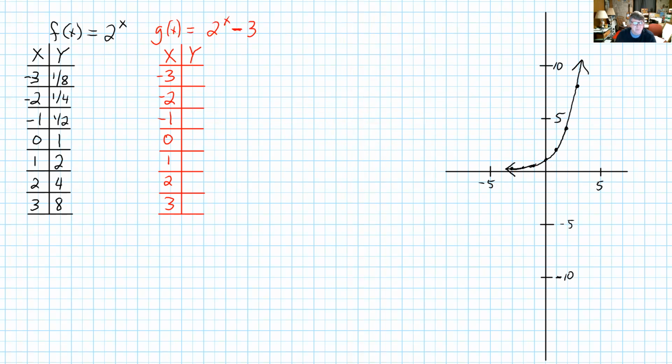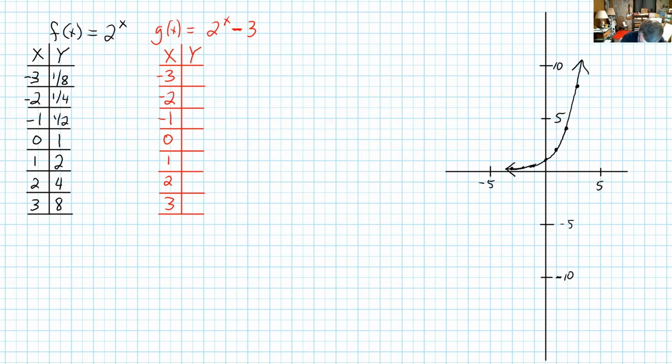What have we got here? G of x equals 2 to the x minus 3. We've got 2 to the x here, and then 2 to the x minus 3. What's that going to look like? Would anybody like to speculate based on what we did with parabolas? What does that constant term out at the right do to the graph? Anybody?